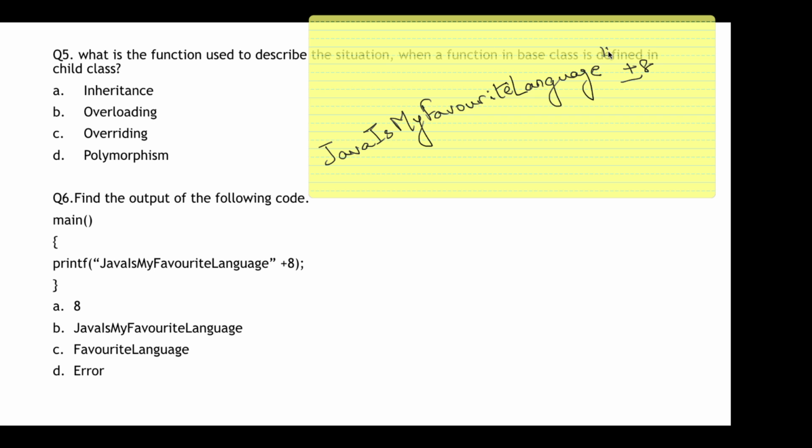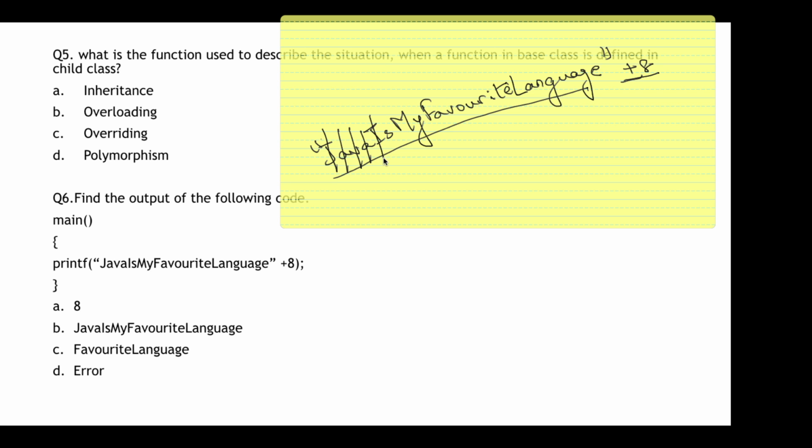Whenever it simply says printf and within double quotes there is a string and then suddenly it says plus 8, it means simply remove 8 characters from the beginning. It will simply remove 8 characters from the beginning. So these first 8 characters will get removed and the output will be printed as favorite language.